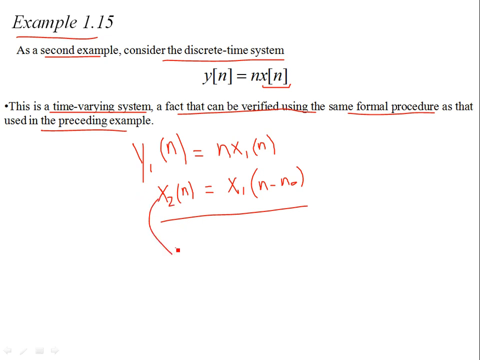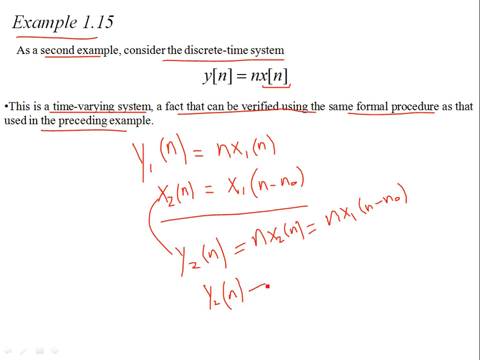Then in response to x2, we are expecting an output y2[n], which can be written as n x2[n]. If I substitute for x2[n], I can write this expression again as n x1[n minus n naught]. So what does it mean? It means that y2[n] is not equal to y1[n minus n naught].